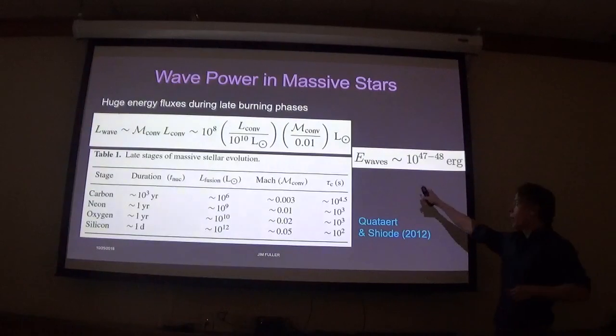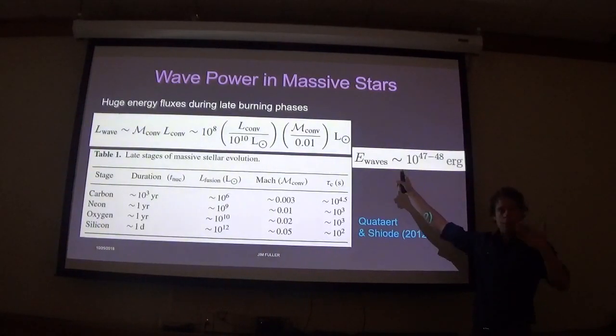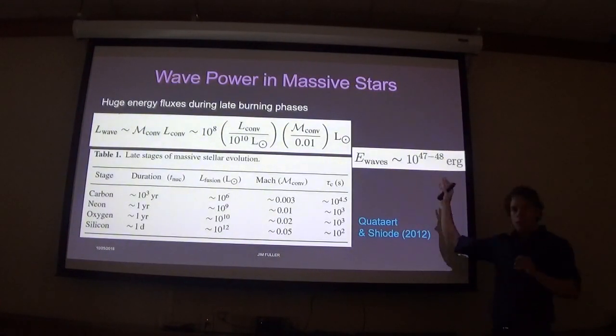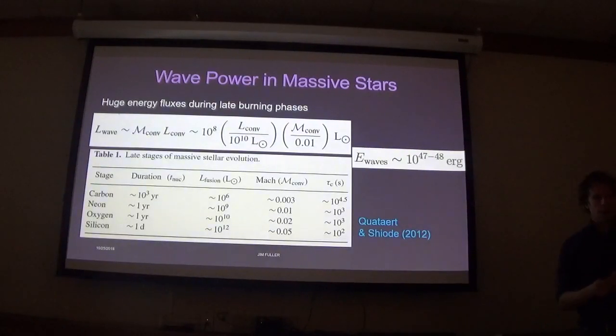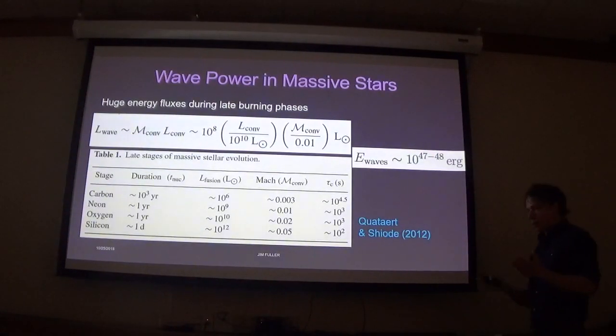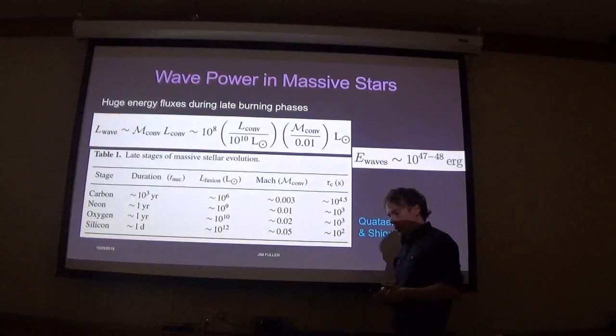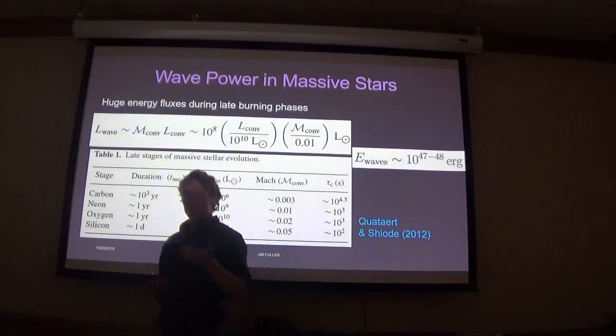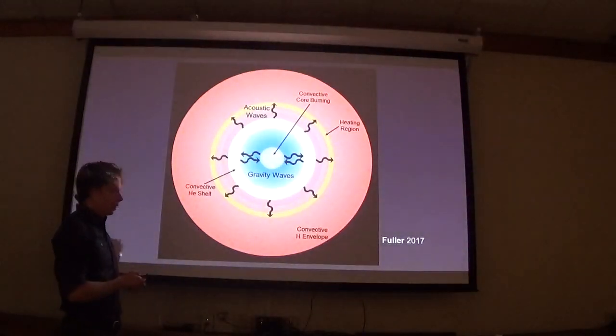The total amount of energy put into waves integrated over the final years of evolution is of order 10^47, 10^48 ergs. That's comparable to, say, the binding energy of a red supergiant envelope. So again, these waves will have an effect if they can get out there.